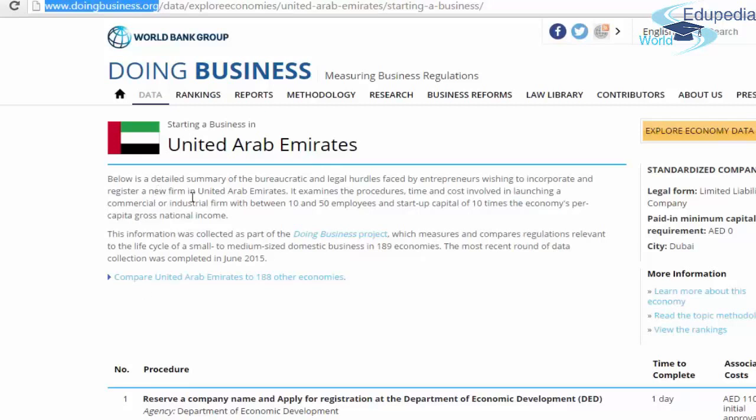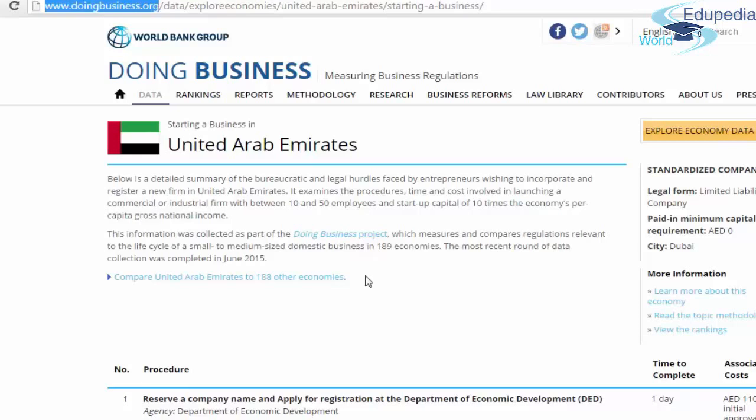So below is a detailed summary of the bureaucratic and legal hurdles faced by entrepreneurs wishing to incorporate and register a new firm in United Arab Emirates. It examines the procedures, time, and cost involved in launching a commercial or industrial firm with between 10 and 50 employees and startup capital of 10 times the economy's per capita gross income.